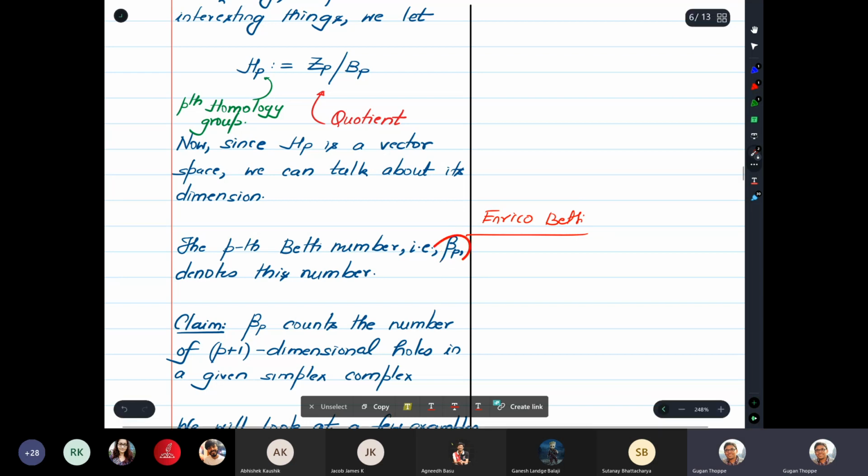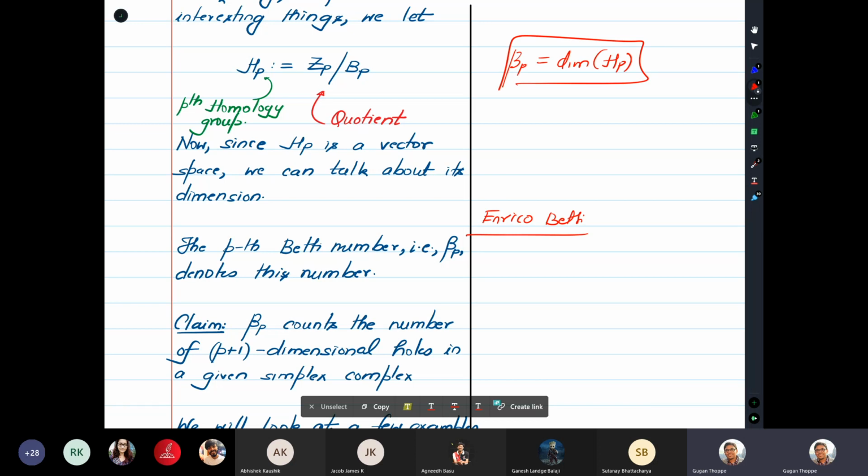Right, so let's understand what this beta p is. Well, Zp is a vector space, Bp is a vector space, right, and this is a subspace of Zp. So we can take the quotient operation, and we were able to show that by taking the quotient operation, we end up with another vector space. So quotienting of two vector spaces gives rise to a natural vector space, and that is what we denote by Hp, right? And since Hp is a vector space, we can talk about its dimension, and whatever is the dimension of this vector space is represented by the pth Betti number, which is beta subscript p, right? So algebraically we know what is beta p, right? So beta p is the dimension of this vector space Hp, right? So this is what we are trying to do.